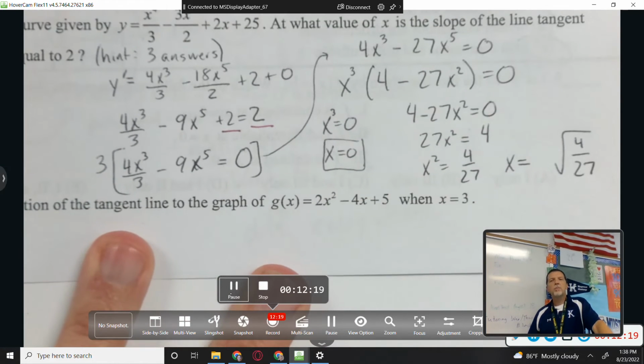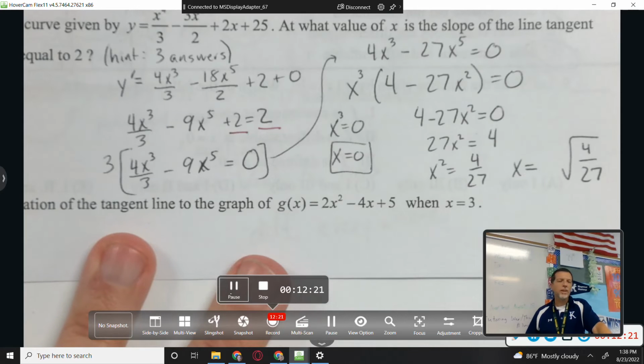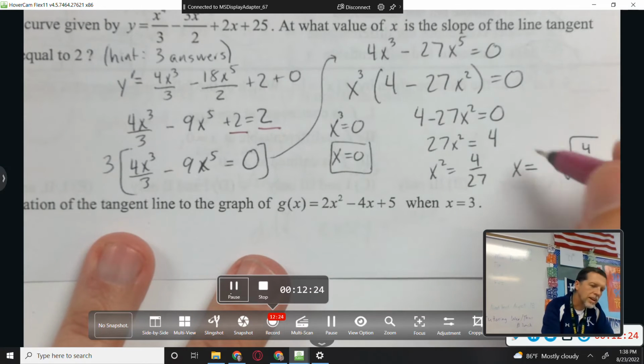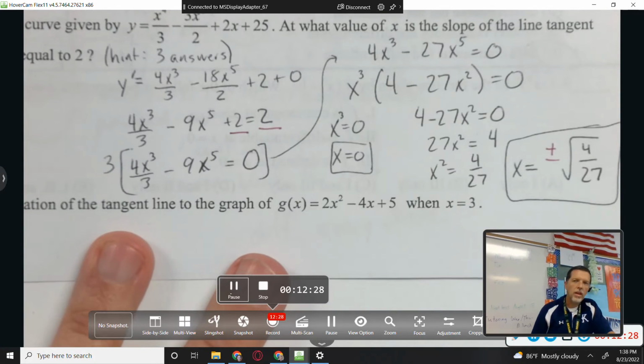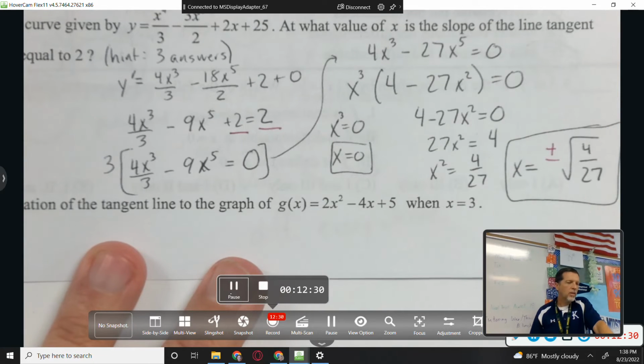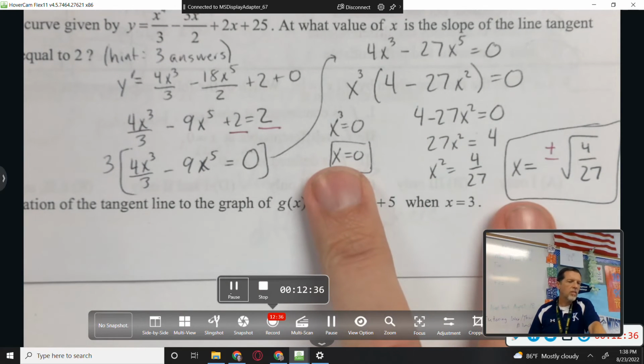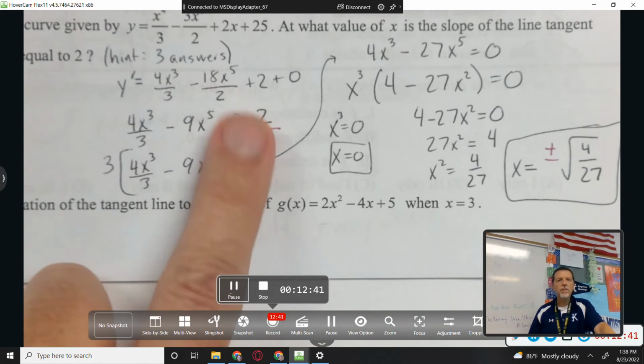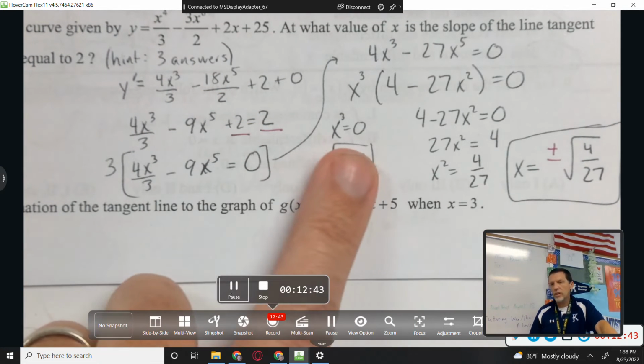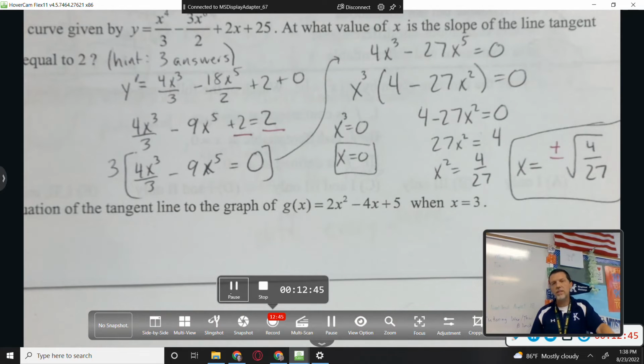Oh, wait a minute, though. I said there's 3 answers. Why do I only have 2 answers? Plus or minus? Let's make sure we answered the question. Consider the curve. At what value of x, so we want to give x values as our answer, is the slope of the line equal to 2? So yeah, we took a derivative, set it equal to 2, and then it was algebra after that. Calculus is easy, algebra's hard.